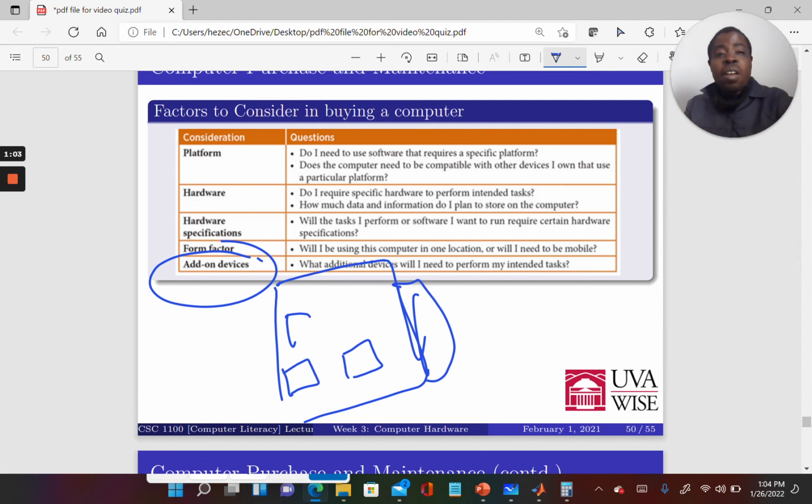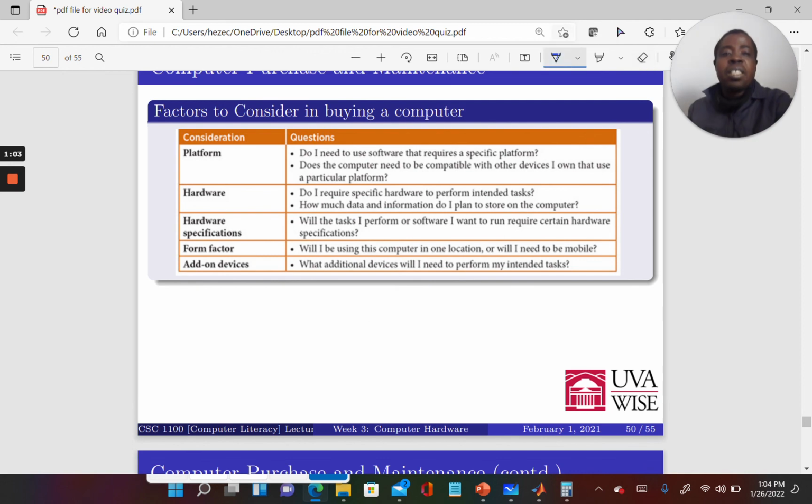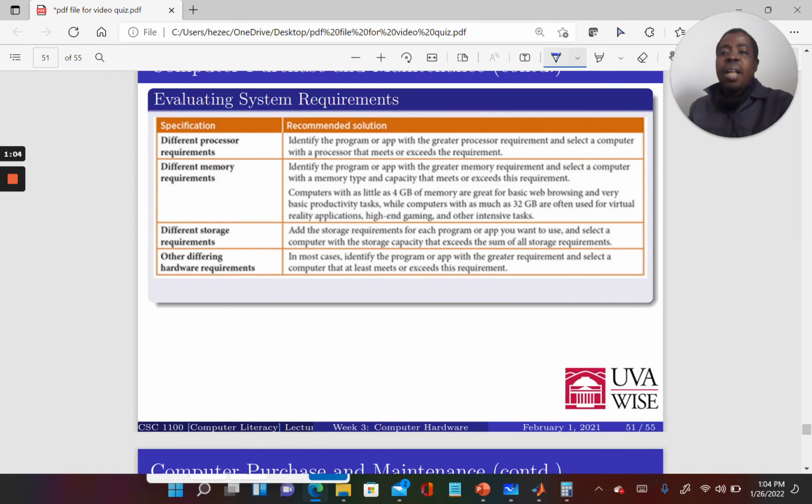So once again, what do you consider when buying a PC? You consider the platform, the hardware itself, the hardware specifications, form factors, and add-on devices. And then you also consider different processor requirements, different memory requirements, different storage requirements, and other stuff.